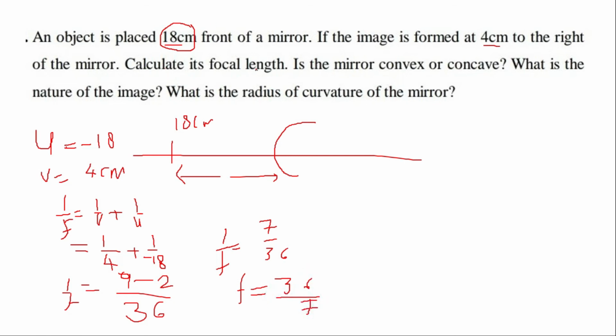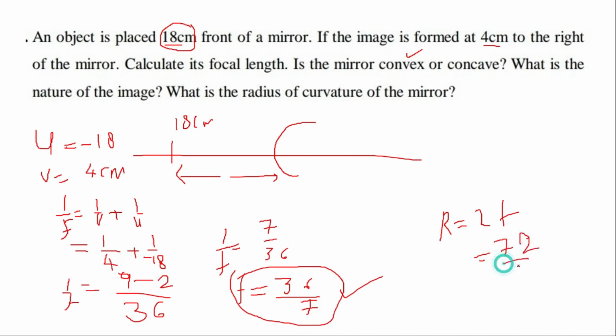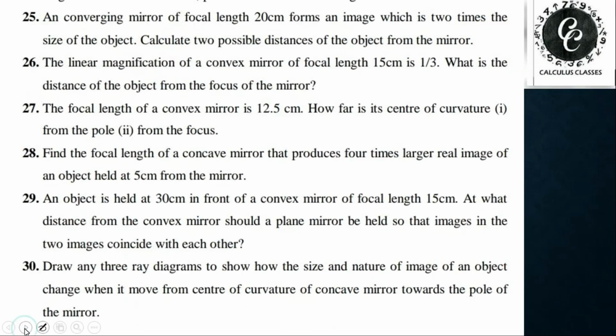The type of mirror is what we had to find, and I calculated the focal length. Is the mirror convex? Yes, this is convex. And what is the nature of the image? Image will be virtual and erect. What is the radius of curvature? Double of this focal length gives the radius of curvature. That means r equals twice of f, so 72 upon 7 will be the radius of curvature. I hope you understood well, and we completed reflection nicely.